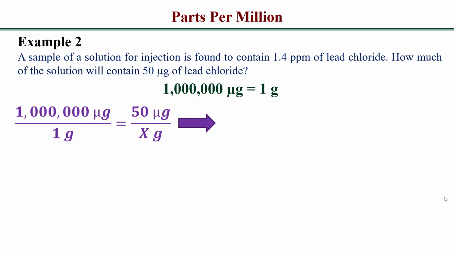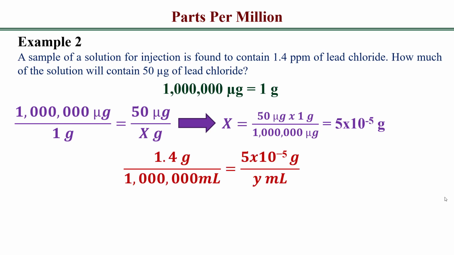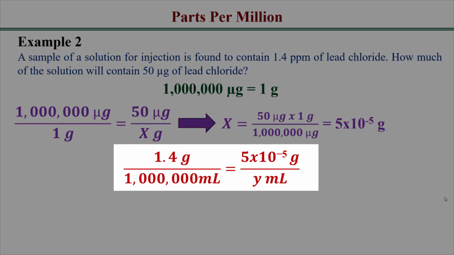We go ahead and solve for x. X is going to be equal to 50 micrograms times 1 gram divided by 1,000,000 micrograms, and that will give you 5 times 10 to the negative 5 grams. Alright, so now we have the amount of lead chloride in grams. We go ahead and set up the proportion, taking the 1.4 ppm. So 1.4 ppm will be 1.4 grams of lead chloride in 1,000,000 milliliters of solution.